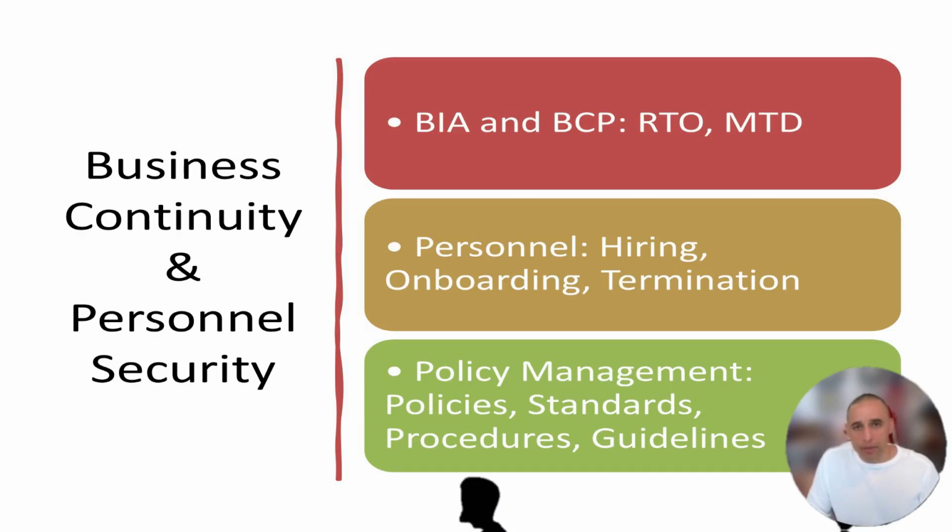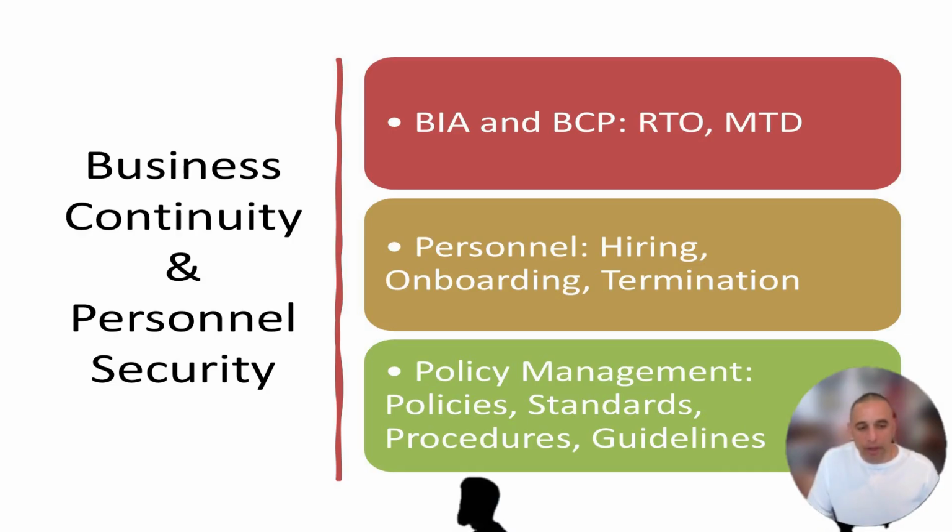Business Continuity Planning, or BCP, uses the results of the BIA to develop strategies and procedures for maintaining operations during and after an incident. Personnel security is about managing risks related to people, often the weakest link in security. This includes careful hiring practices, thorough onboarding processes, and secure termination procedures to reduce insider threats and ensure only trusted individuals have access.